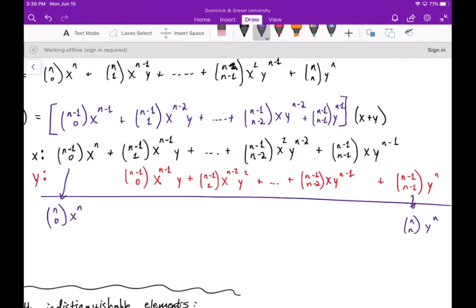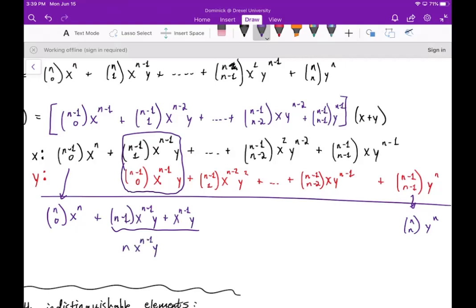Okay. Well, now let's look at these two terms. What's n minus 1 choose 1? Well, it's n minus 1. X to the n minus 1, y. And then I'm going to get plus n minus 1 choose 0, which is just 1, x to the n minus 1 times y. But of course, both of these are going to give me an n times x to the n minus 1 times y, which is n choose 1 of x to the n minus 1 times y.